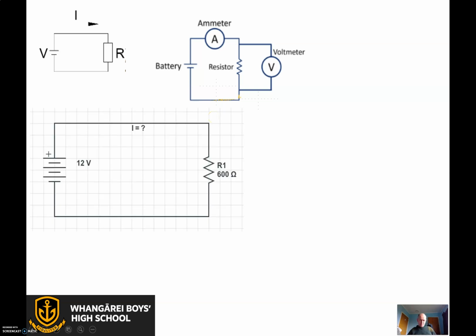Another example here. We've got V equals IR, so I equals V divided by R. So the current will be 12 volts divided by 600 ohms. So the current will be 1/50th of an amp, 12 divided by 600, or 600 ohms times 1/50th of an amp is going to give you 12 volts.